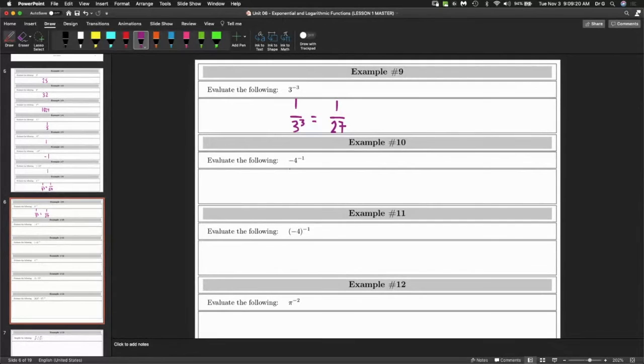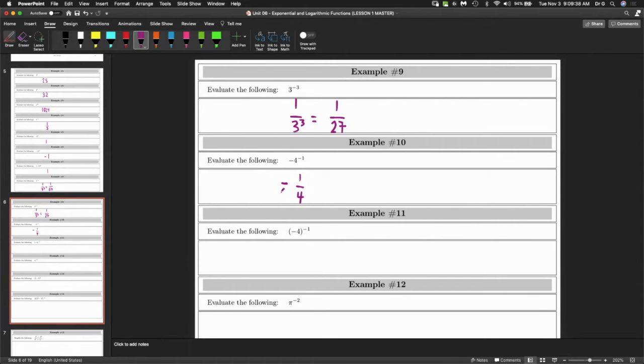Okay, now in this case, the negative sign is on the outside. So that negative sign is not influenced by the negative 1. So just put it on the outside, and then take the 4 to the negative 1 and flip it to get 1/4.